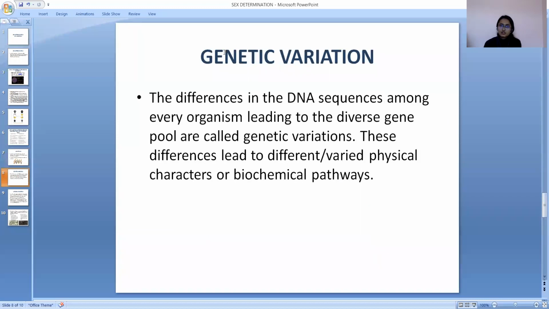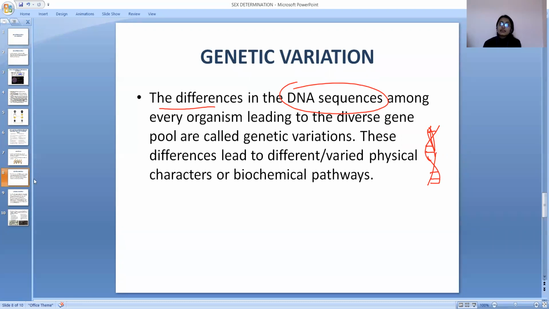So genetic variation क्या होता है? Genetic variation is the difference in the DNA sequence among every organism leading to a diverse gene pool, and it is called genetic variation. That means आपकी genes में, आपका जो DNA का सीक्वेंस है उसमें कोई variation आ गया है, that is genetic variation and that can be shifted to the other generation also. These differences lead to different and varied physical characters and biochemical pathways.